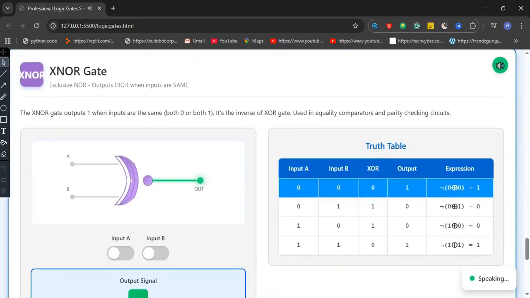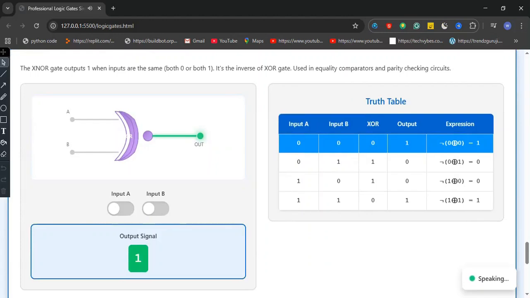XNOR gate. The XNOR gate, or exclusive NOR gate, is the complement of the XOR gate. It outputs high or 1 when its inputs are the same, and low or 0 when inputs are different. The XNOR gate follows the rule, output Y equals NOT of input A XOR input B in Boolean algebra. This is Y equals NOT (A ⊕ B), or Y equals A ⊙ B.